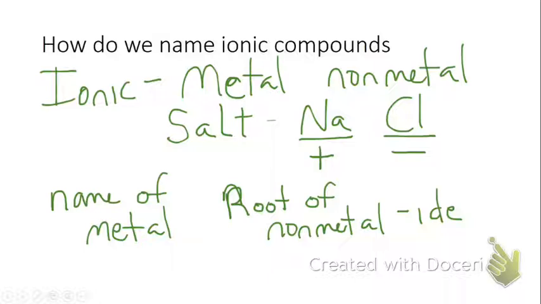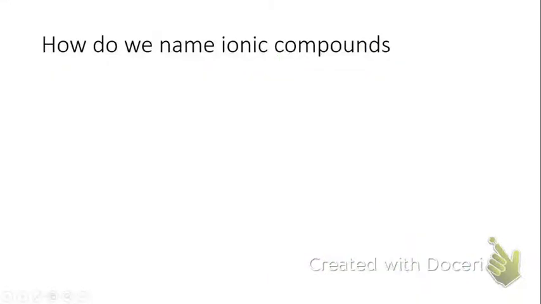So in the case of sodium chloride, we have sodium, the name of the metal, we don't change it, and then we take the root of the nonmetal, which the nonmetal in this case is chlorine, so it would be CHLOR, that's the root, and we're going to add "ide," sodium chloride. The more practice that we have with these different compounds, the better that we will get. So let's look at a couple examples, because there is a variety of different types of ionic compounds.